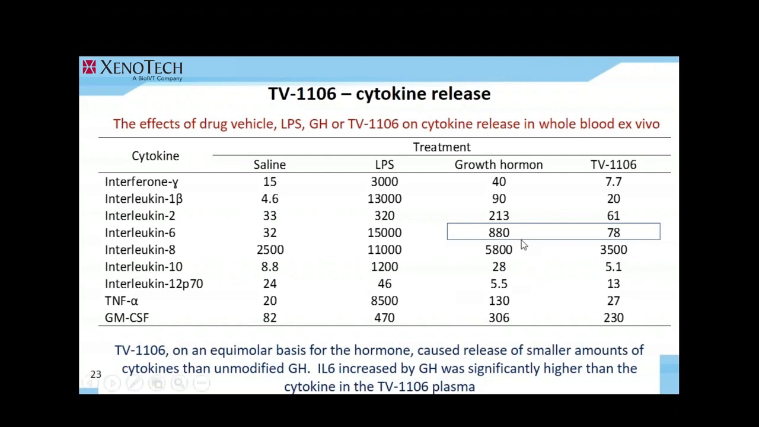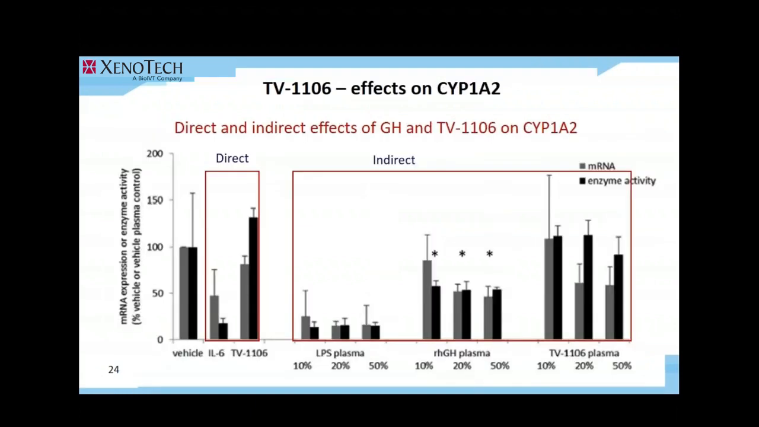In this case, growth hormone resulted in an interleukin-6 concentration of 880 picograms per ml versus about 80 in modified growth hormone. We proceed with the evaluation of the effects of this plurality of cytokines on CYP enzymes in hepatocyte co-cultures. In this experiment, the hepatocytes were treated with three concentrations of plasma, 10, 20, and 50%.